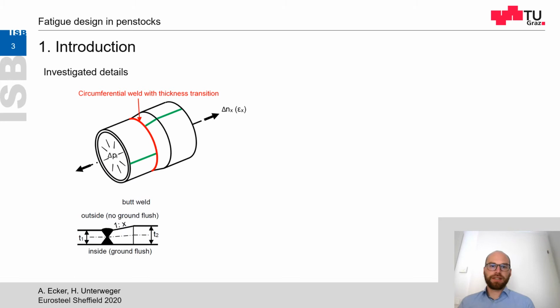Two common details in penstocks are investigated for fatigue design with the nominal and the structural stress concept. The first detail is a thickness transition in the pipe or the penstock. A thicker pipe with the thickness T2 is connected to a thinner pipe with the thickness T1. This is done by a circumferential butt weld. Usually a bevel with a gradient of 1 to 5 is used to connect these two pipes.